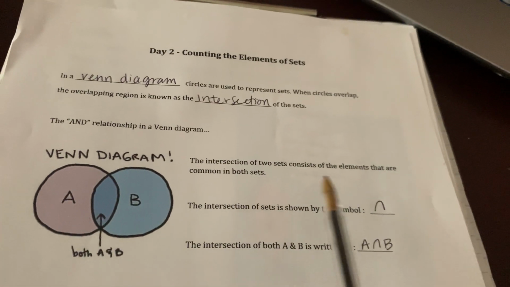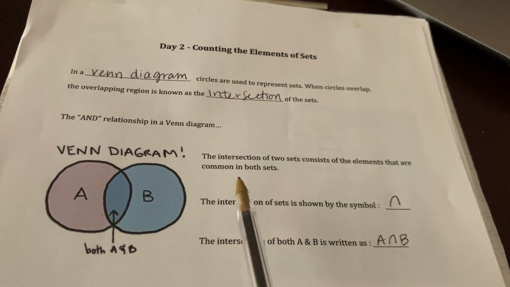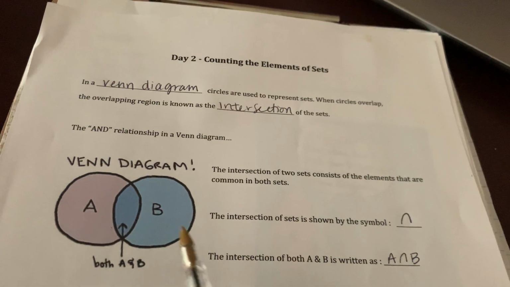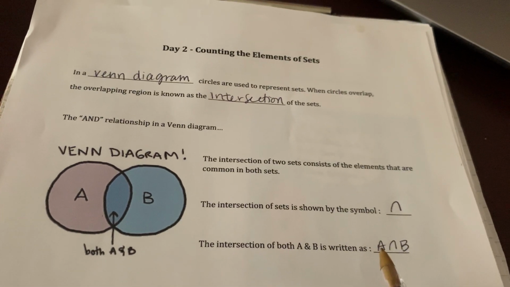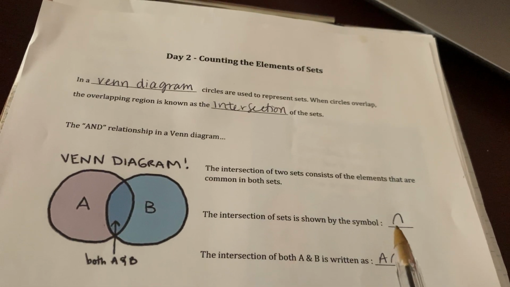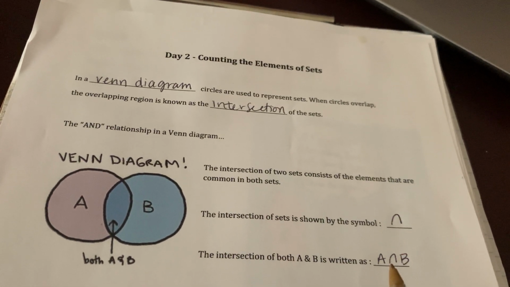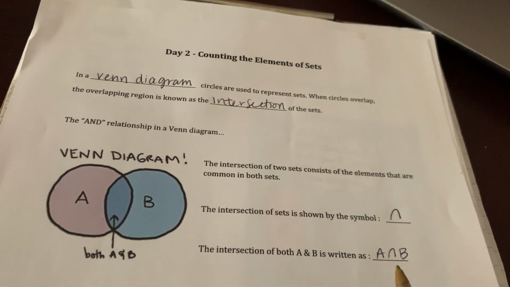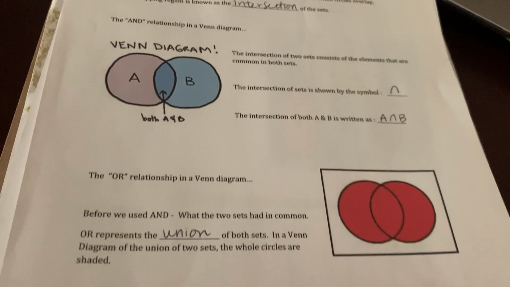It says the intersection of two sets consists of the elements that are common in both sets. When we say the intersection of something, we denote it A intersection B. The intersection of sets is shown by this symbol. So this means what they have in common. So what is in common between A and B? Okay, so let's apply it to an example.